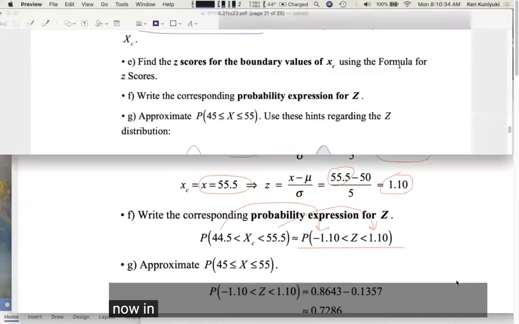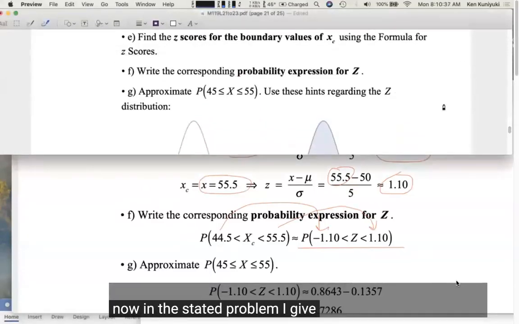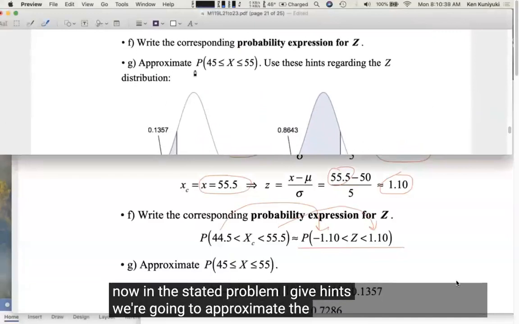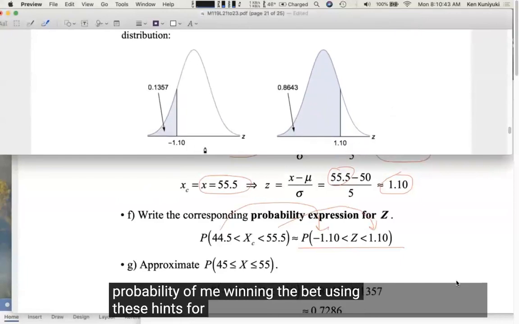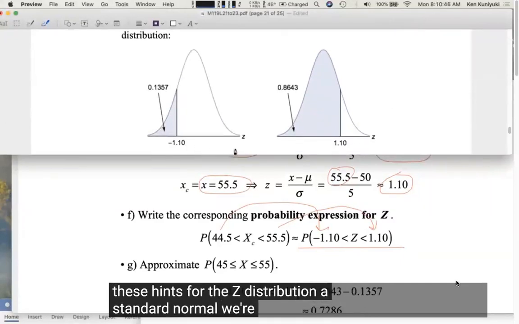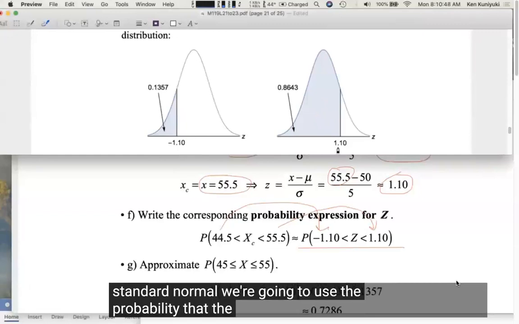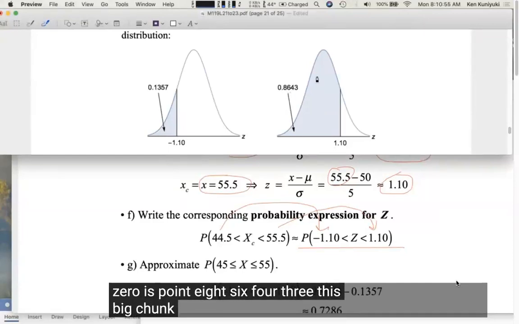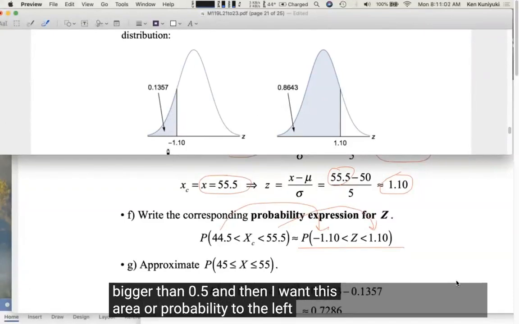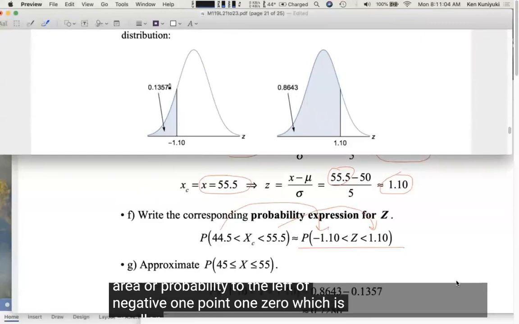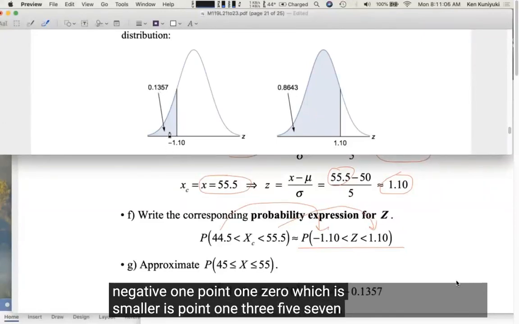Now, in the stated problem, I give hints. We're going to approximate the probability of me winning the bet using these hints for the Z distribution, the standard normal. We're going to use the probability that the area to the left of positive 1.10 is 0.8643, this big chunk over here. Of course, it's way bigger than 0.5. And then I want this area to the left of negative 1.10, which is smaller, is 0.1357.